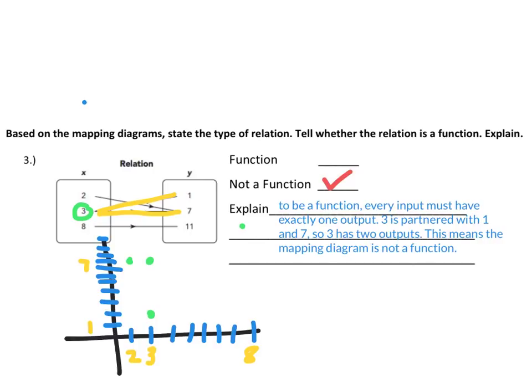So now you can see, if you did the vertical line test, you could see that 3 has 2 values. So the input of 3 has 2 outputs. So it does not pass the vertical line test. So it's not a function.